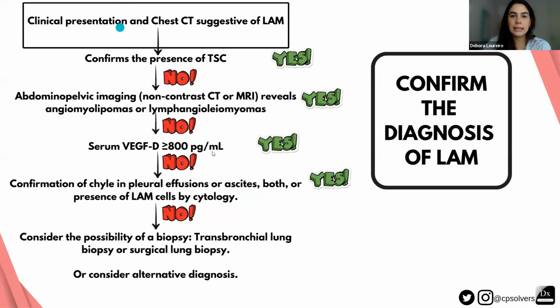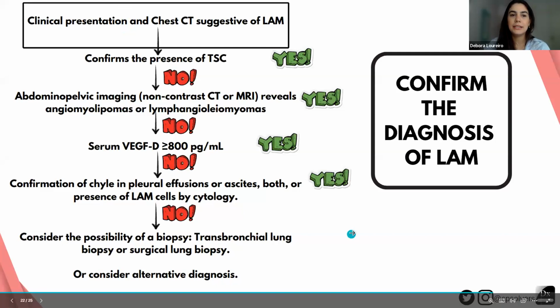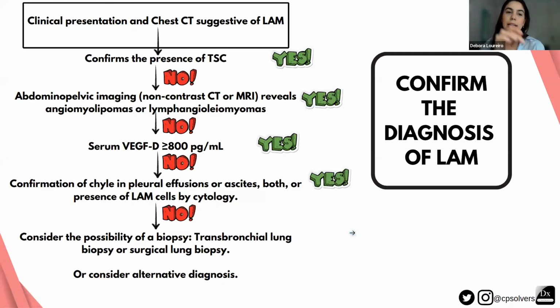Here I made something for us to think about together, how we can confirm the diagnosis. Normally it's the clinical presentation and the chest CT with the cysts that I just showed, and then we can check if the patient has TSC, and if the patient has it, we can confirm the diagnosis. If not, we can look for other images, angiomyolipoma, lymphangiomyomas, and if present, we can confirm the diagnosis. If not, we can order the VEGF-D, and if it's high, we can confirm the diagnosis.